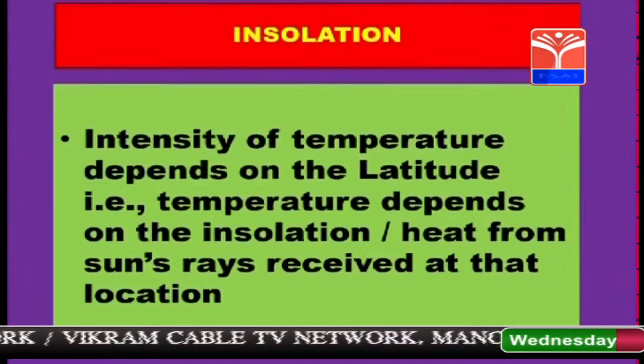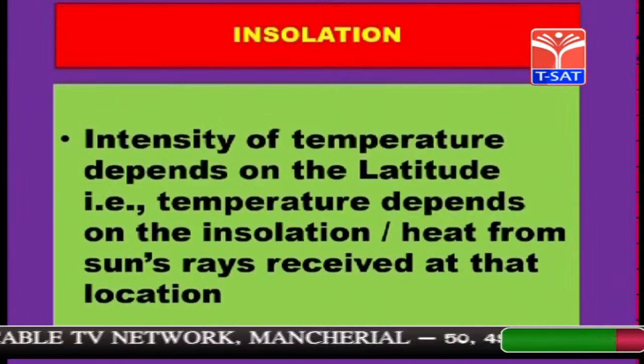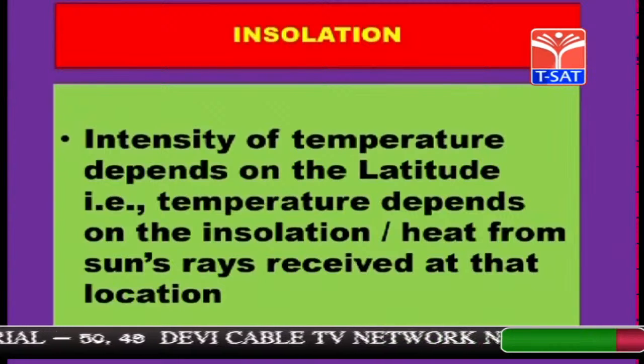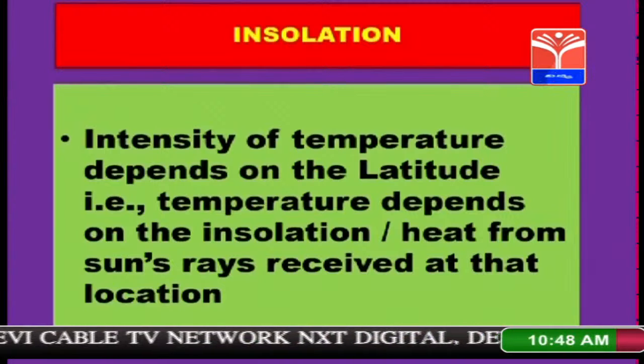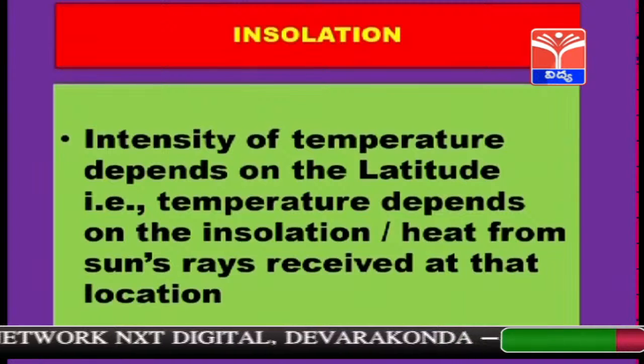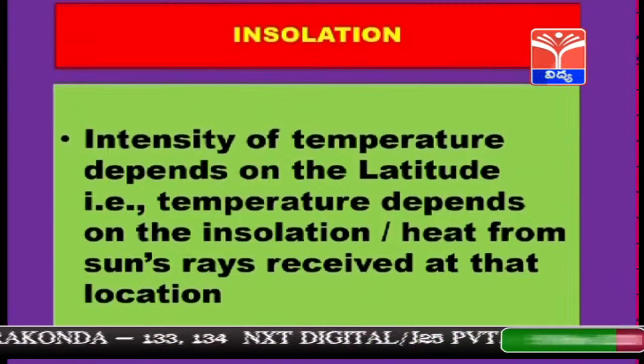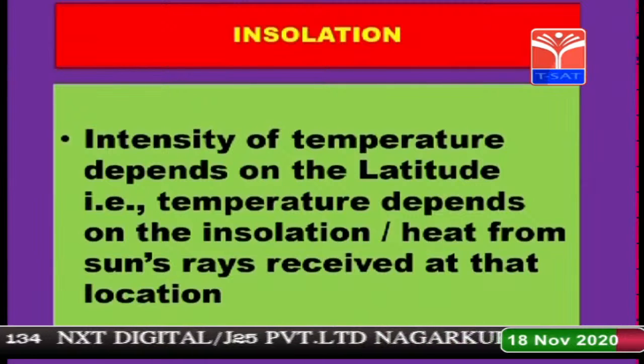Then, how to know where is the object? It can be known through insolation, that is the sun's heat received by the object. Intensity of temperature depends on the latitude, that is insolation or heat from sun's rays received at that location. So, based on the intensity or insolation, we can know the regions are hot or cold or warmer.